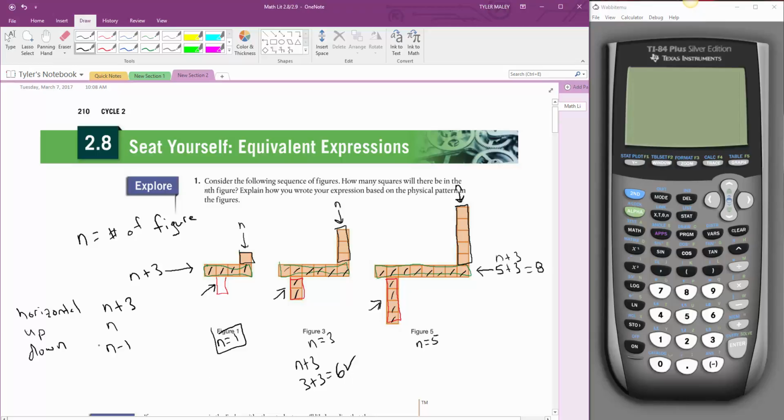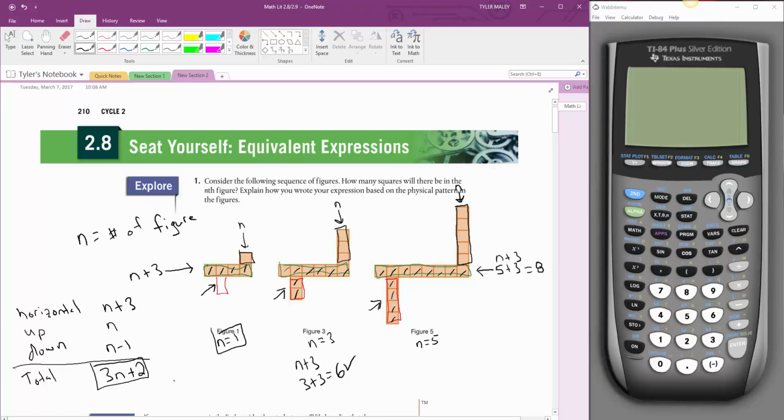So what we're trying to do is figure out how many squares there will be in the nth figure. We want to know the total. So if I add this up to find the total, I have 3n, and then plus 3 minus 1 gives me plus 2. So this would be my total, 3n plus 2.